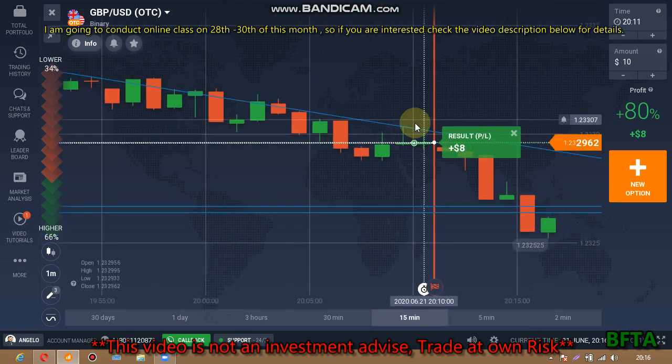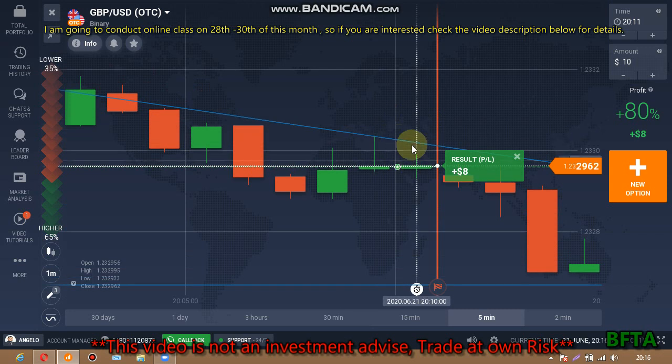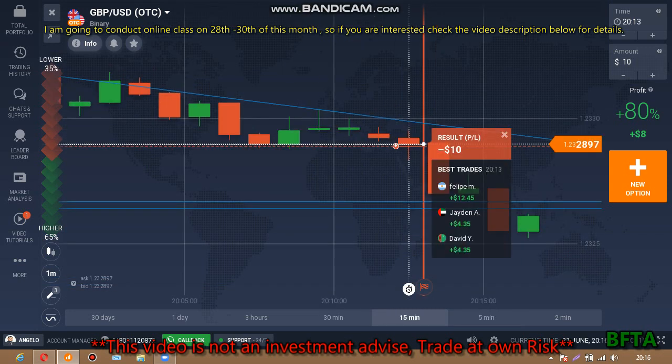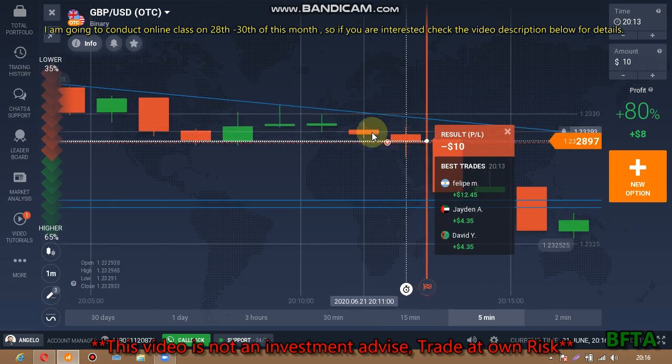And the fourth trade, because the buyers will still enter again, that's why I place a call option, because the sellers are here, not here. Then the fifth trade, I lost this trade because of my entry, and I missed this trade.